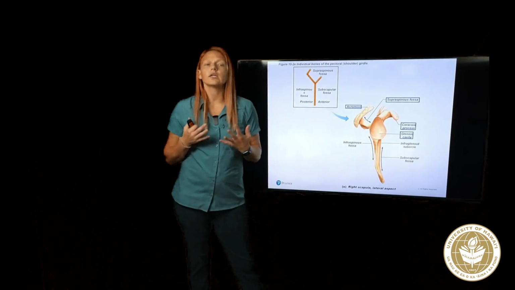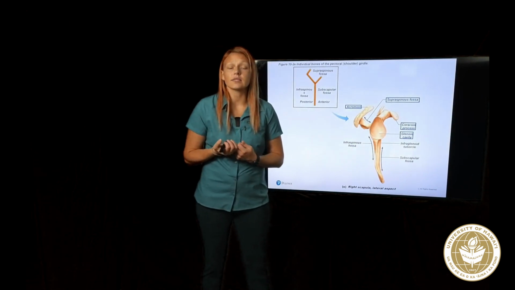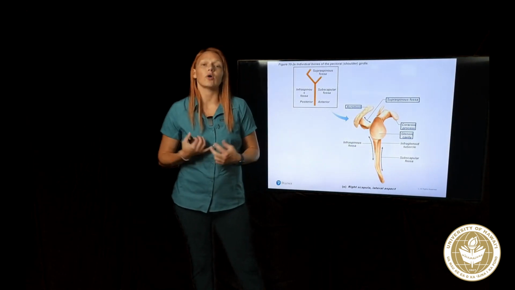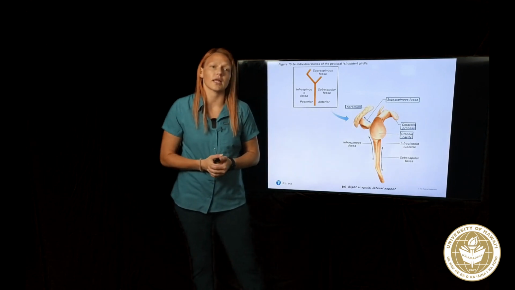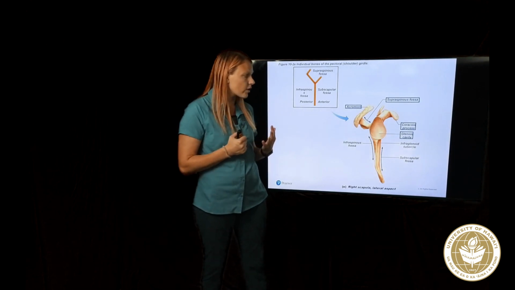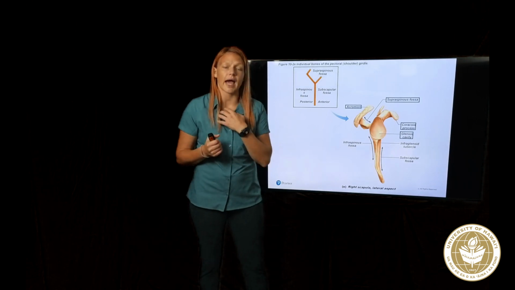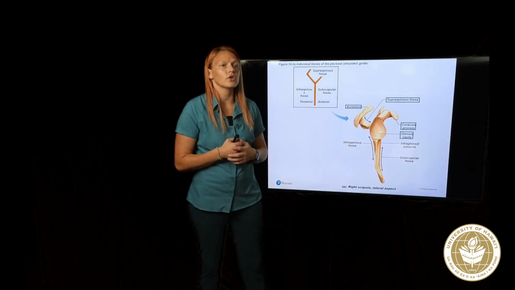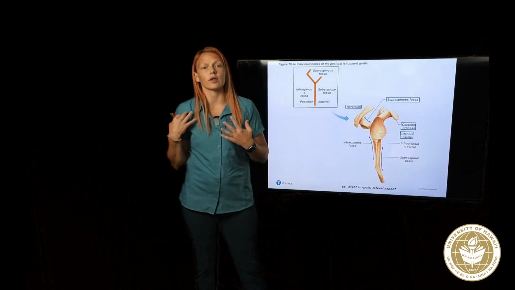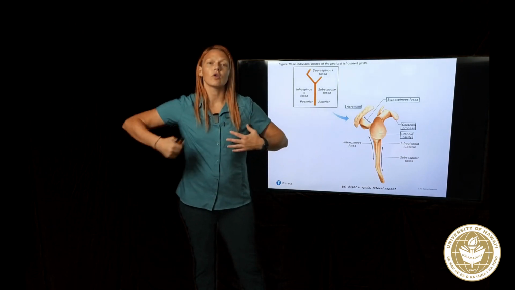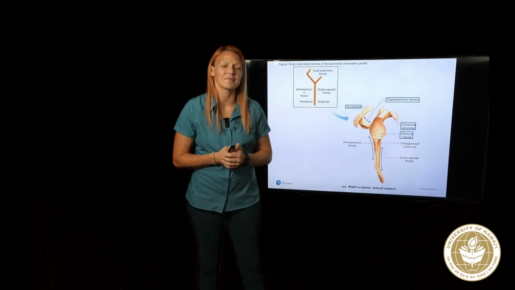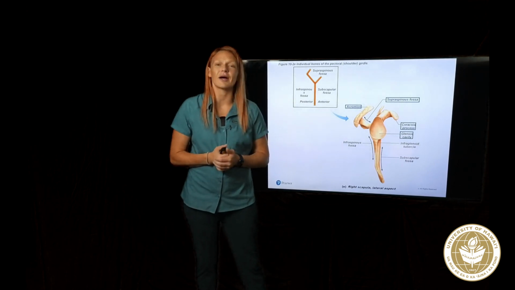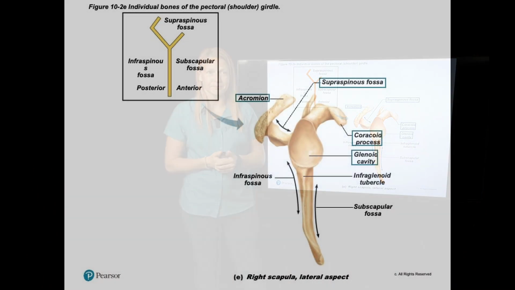So again, the pectoral girdle is important to help to anchor our upper limbs to that axial skeleton. And it's your clavicle or your collarbone that does actually anchor, and then your shoulder blade is going to provide a lot of support there for your limbs as well. So hopefully you've learned a little bit more about the pectoral girdle now.